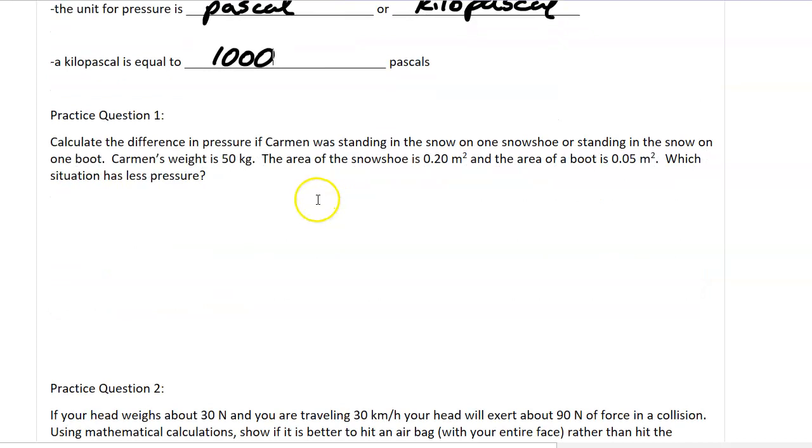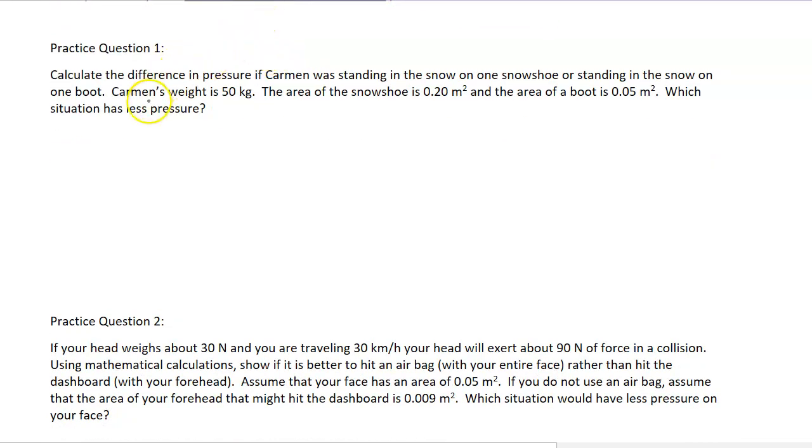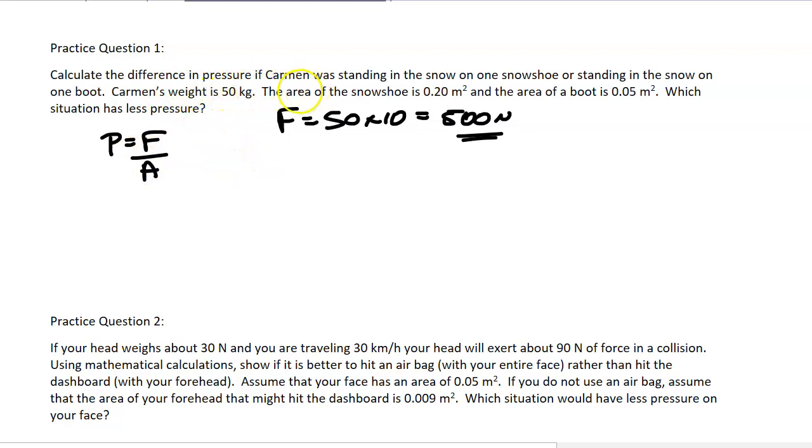So here's the question that we were talking about. Carmen's weight is 50 kilograms, so the force acting on her underneath will be approximately 500 newtons. That is her weight on Earth. Now, being that pressure is equal to force over area, we're going to compare her standing in the snow on one snowshoe or in one boot, so she's standing one-footed. The question is whether she's just got a boot or a snowshoe.